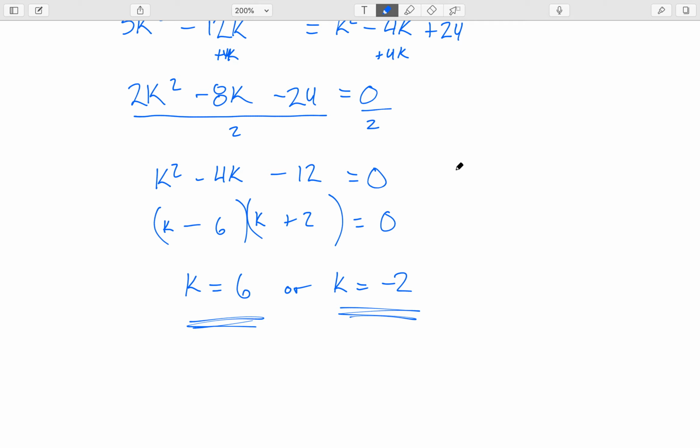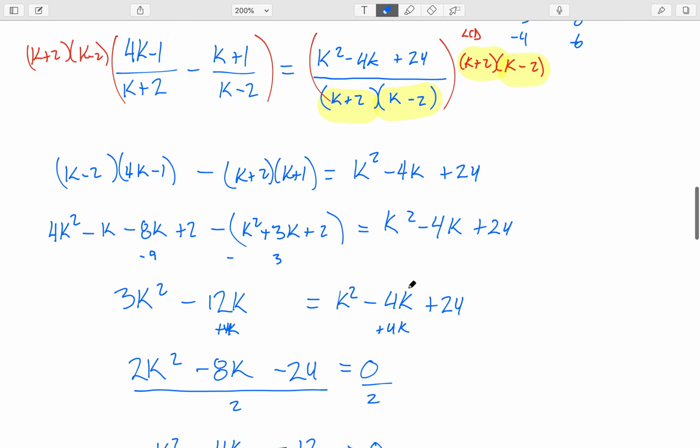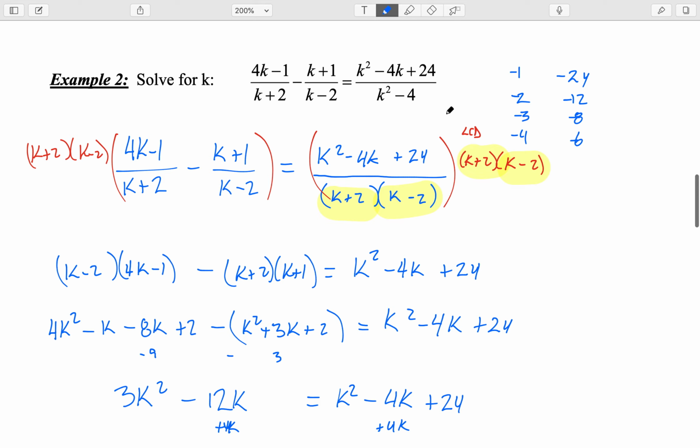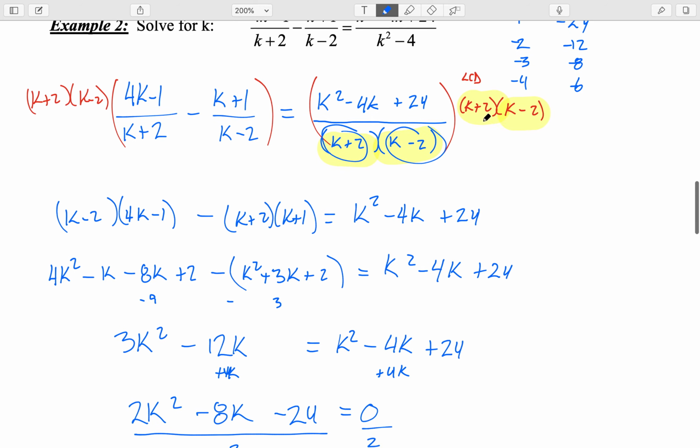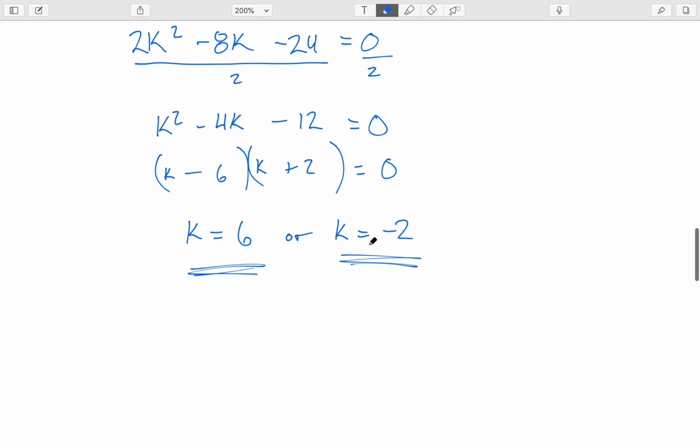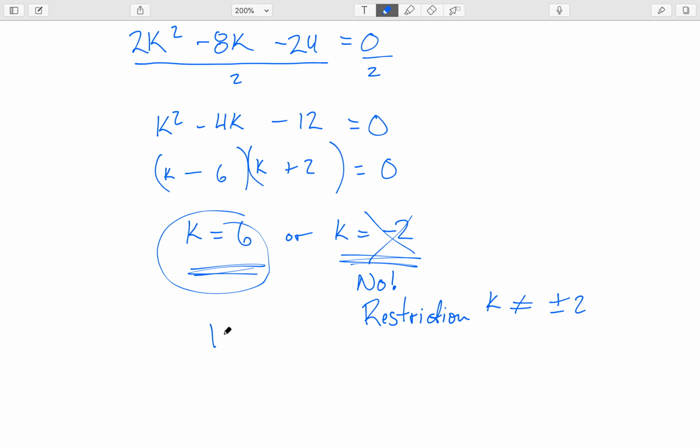And as always, with any kind of quadratic, I get two answers, and I know that they're perfectly okay. No. Go back to the very, very beginning. Remember my restrictions. What can k not equal? Cannot equal positive 2 or negative 2. Positive 2, negative 2. Are those the only denominators? Yes, they are. Oh, no. This one is a restriction. It has the restriction that k cannot equal plus or minus 2. So that one's definitely wrong. But that one should be good to go.